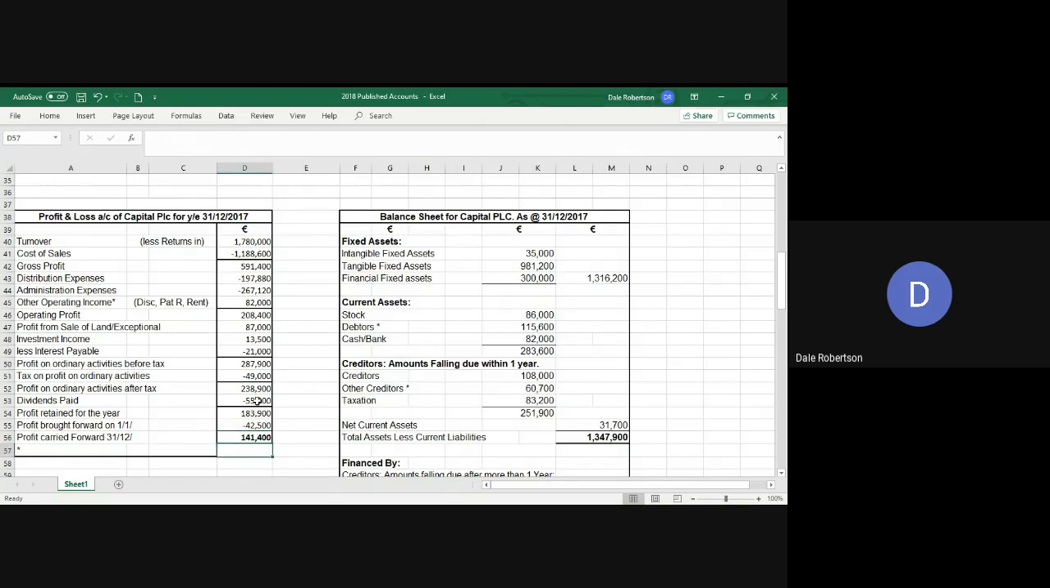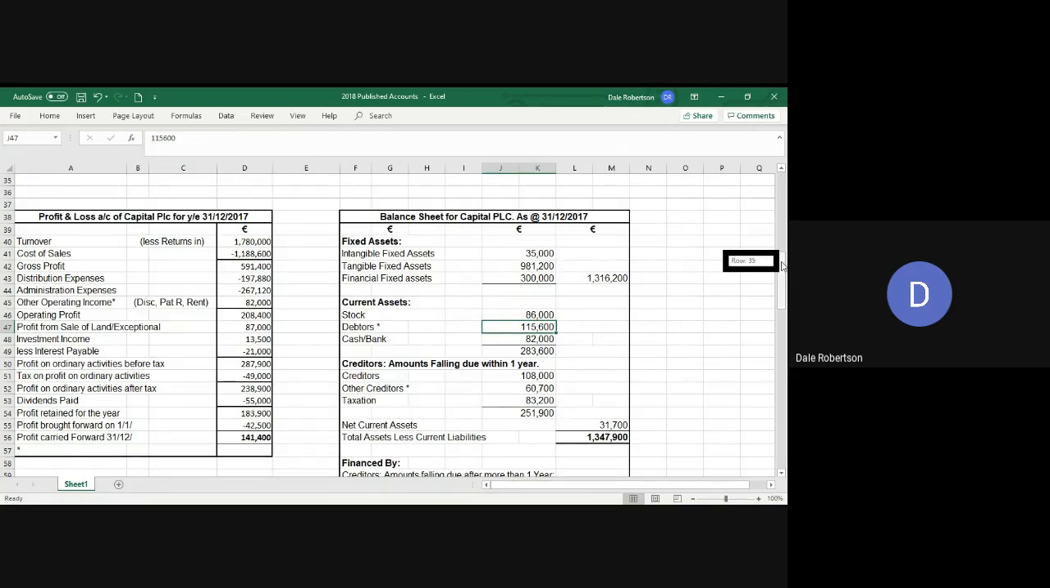That's the first page. Then we look at our balance sheet. Well, the intangible fixed assets are the patents from working 2. The tangible fixed assets, you work that out with your note number 5, and I'm going to look at that in a moment. But for the time being, trust me that that's 981,200. I'm going to show you where that number comes from. And the financial fixed asset is, of course, your investment. Your stock is working number 1, straightforward. Now the debtors at 115,600.